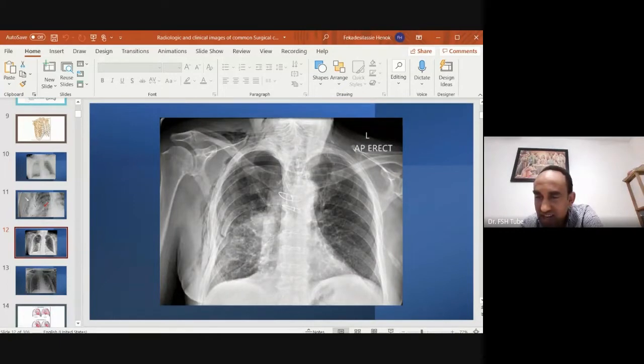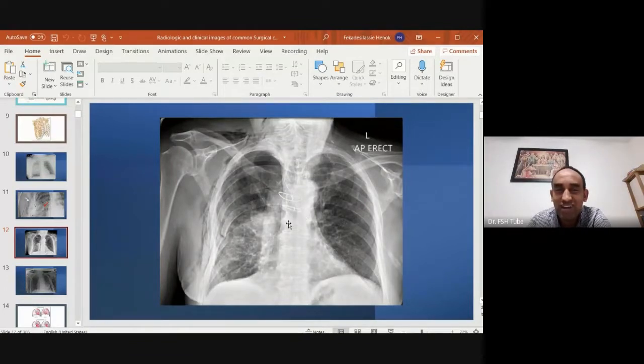Multiple rib fractures, excellent, and spinal damage, no spinal damage. Rib fractures, lung contusion, subcutaneous. Excellent. So there is subcutaneous emphysema on the right side, even to the extent of the neck, a little bit extending to the face, maybe to the neck and to the shoulder. And there is nothing here. There is no pacemaker. I'll show you a pacemaker later.